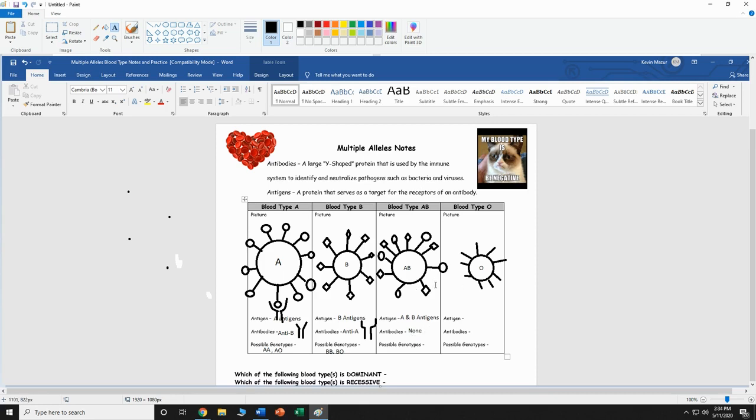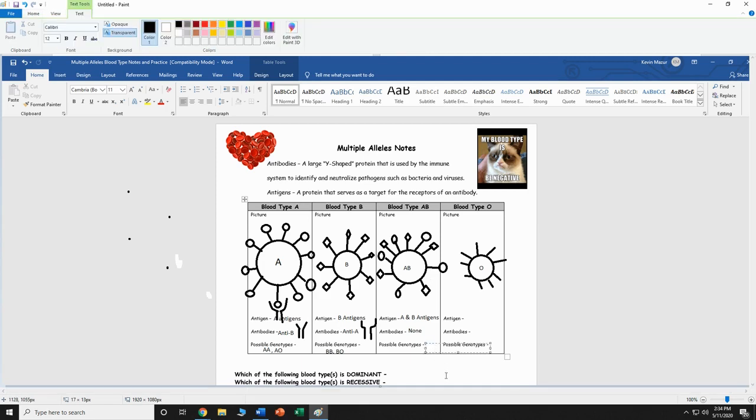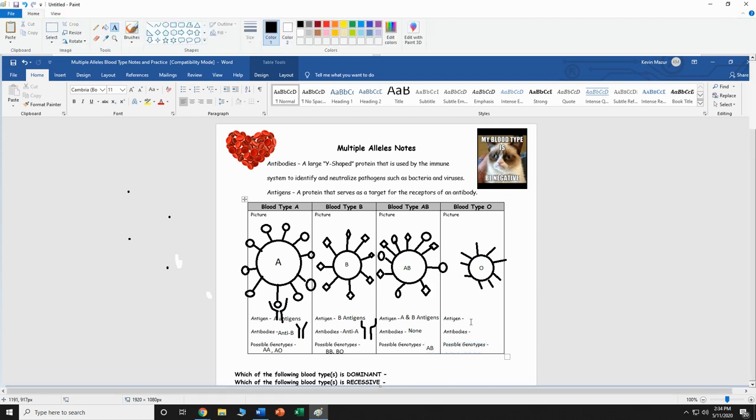All right. The possible genotypes for this are pretty simple. It's going to be AB. That's the only possible genotype. It's the codominant one. It's the one that has both.